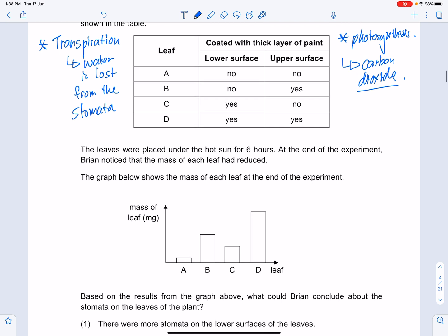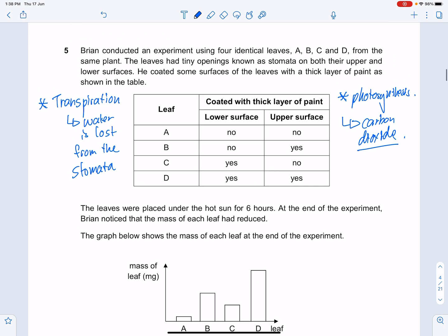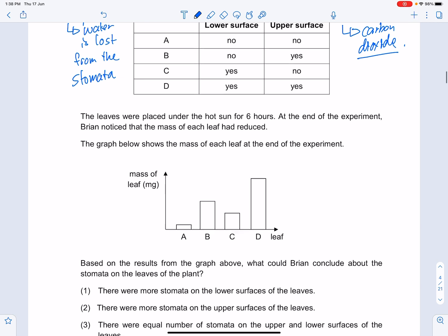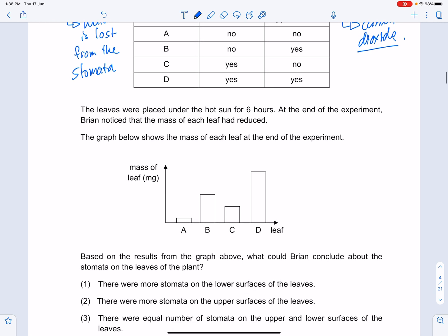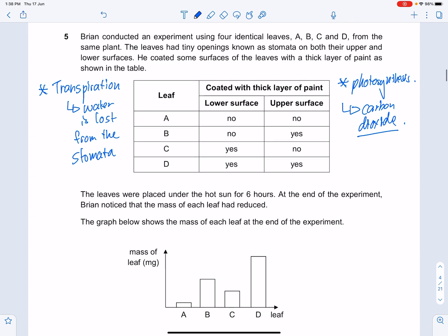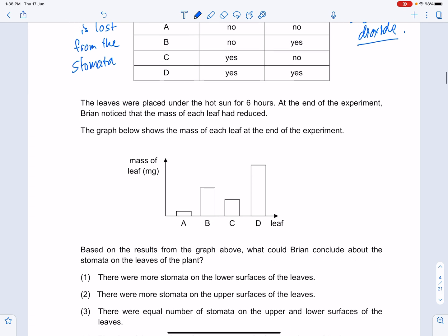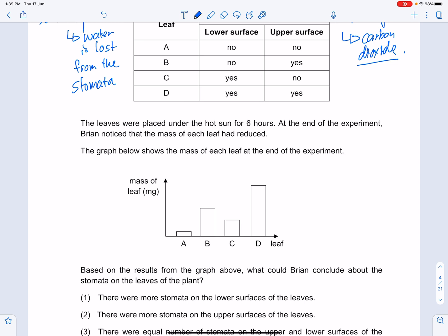So with that in mind, let's take a look at what he or she can conclude. You know that without carbon dioxide, your plants are not able to photosynthesize. Water loss could also be a factor at the least. So you really need to take a look at it. Now, in this case, what can he conclude based on whatever I have seen here?